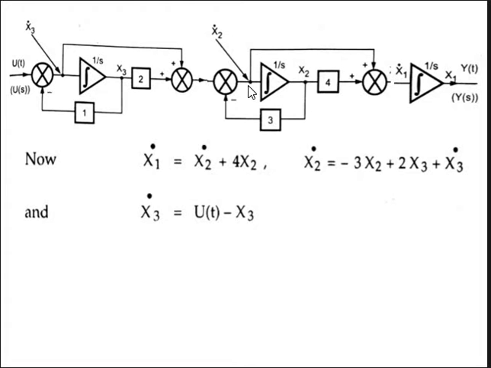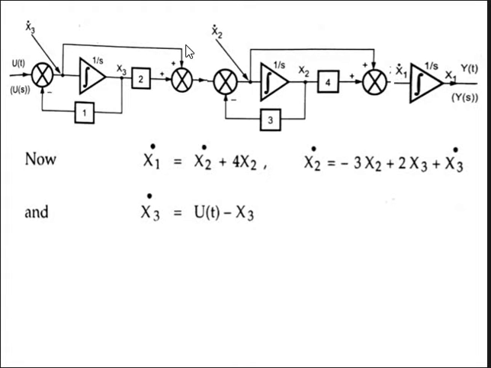And x2 dot of t is nothing but this summation output. This summation has two inputs. One input is minus 3 into x2 of t. And the second input is this one, which is this summation output.